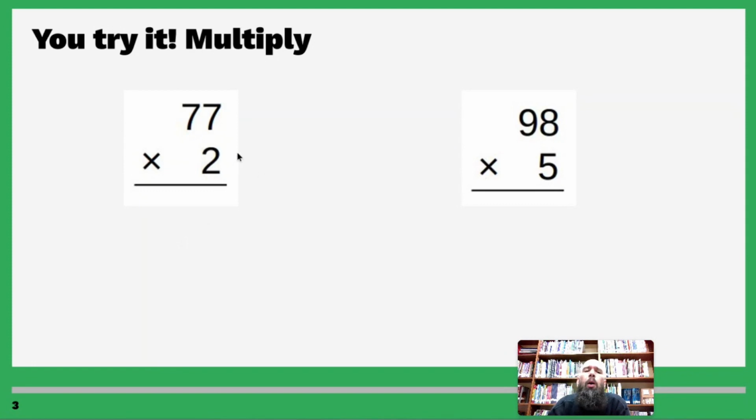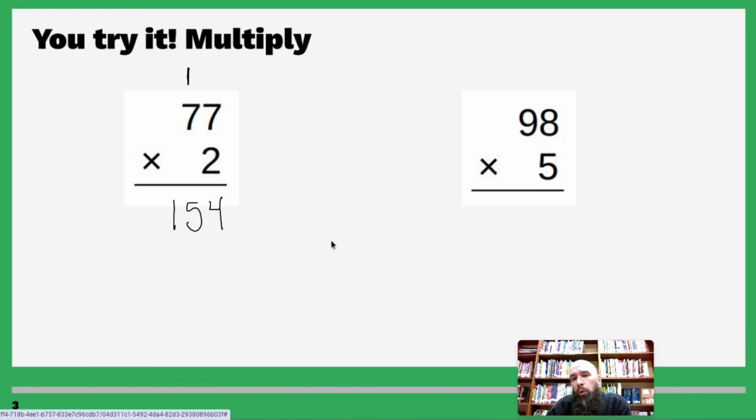All right, let's try this guy out. In the ones column, we have 7 times 2, which is 14. So you're going to write out the 4 in 14 and carry the 1. Now let's go to the next number and do it again. 7 times 2 is 14. 14 plus 1 is 15. Write out 15.